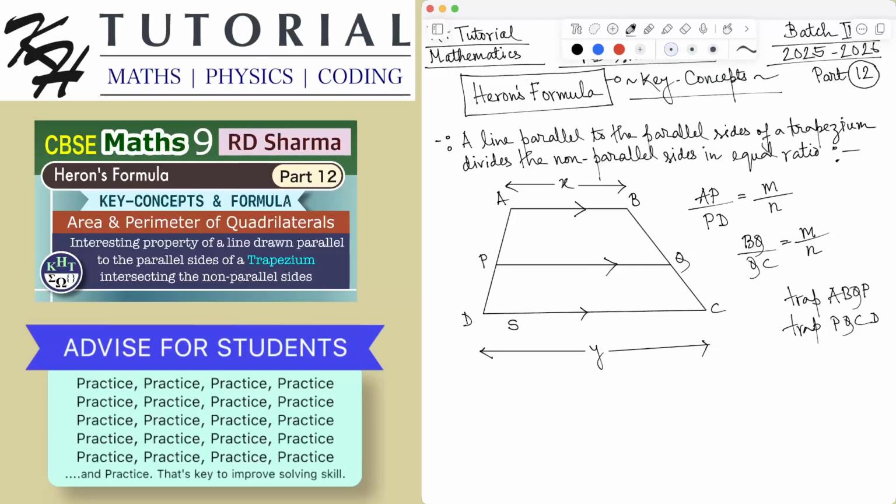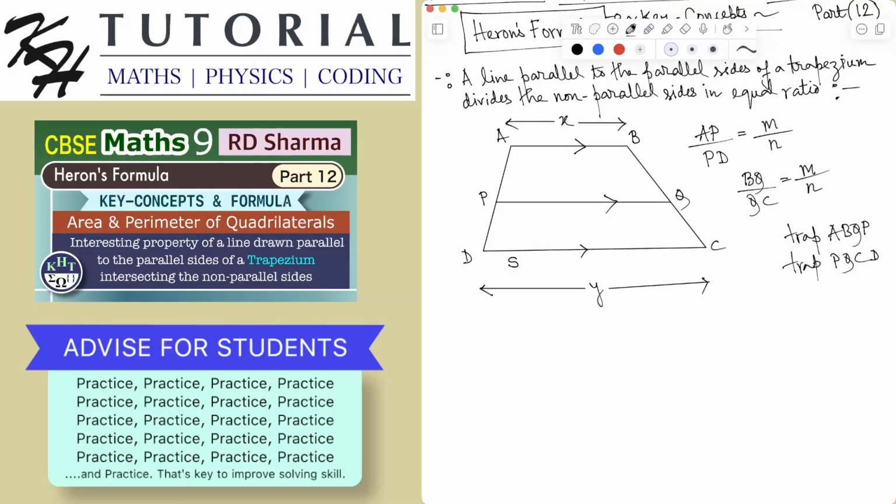Where we only know the lengths of... okay, I think to find the ratio of the areas of the two trapeziums ABQP and PQCD, probably we do not need the lengths of the parallel sides of the original trapezium, that is X and Y. We just need the ratio M by N.